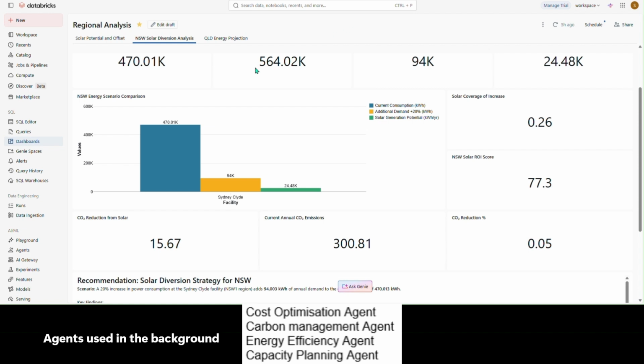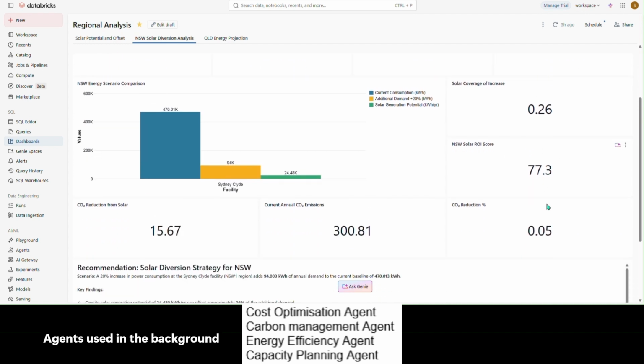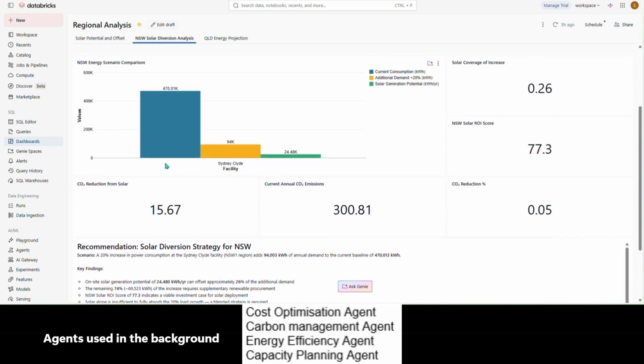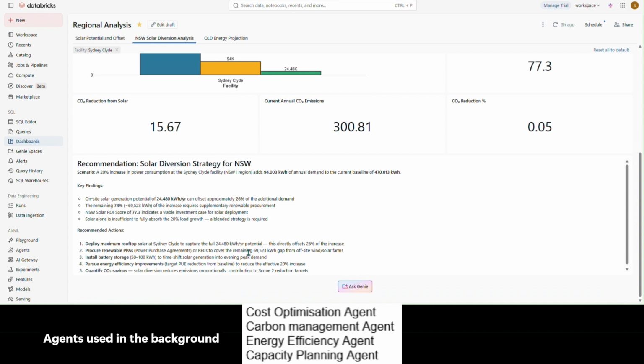The first one is the NSW solar diversion analysis. That creates a model where we are projecting a 20% increase in the power consumption at the Sydney Clyde facility, which will add about 94 kilowatt of annual demand to the current baseline of 470 kilowatt hour. What we find is that the current solar generation will only cover about 26% of that additional demand, and you will still need a huge grid dependency, about 74%, to come from traditional energy sources.